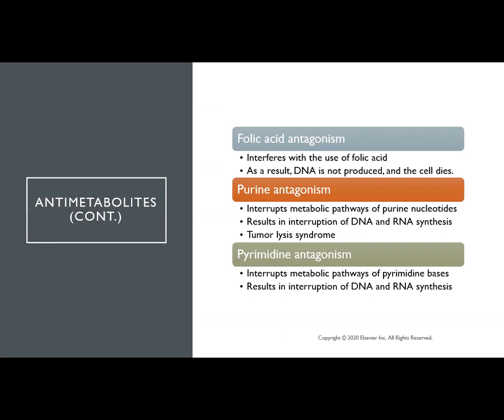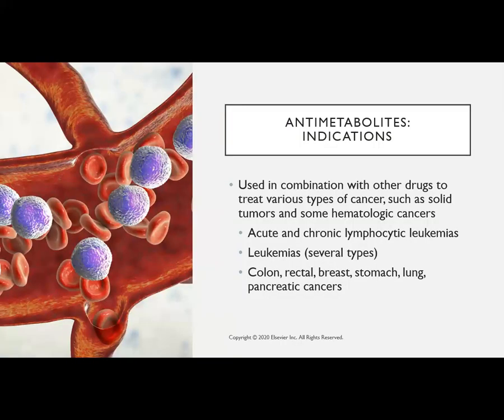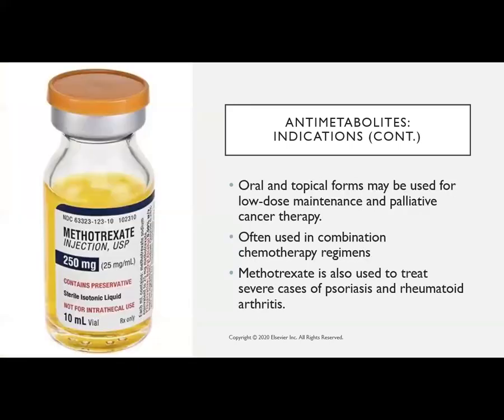Pyrimidine antagonism interrupts metabolic pathways of pyrimidine bases, resulting in interruption of DNA and RNA synthesis. So these drugs are usually used in combination with other drugs to treat various types of cancer, such as solid tumors and some hematological cancers, acute and chronic lymphocytic leukemias, colon, rectal, breast, stomach, lung, and pancreatic cancers.